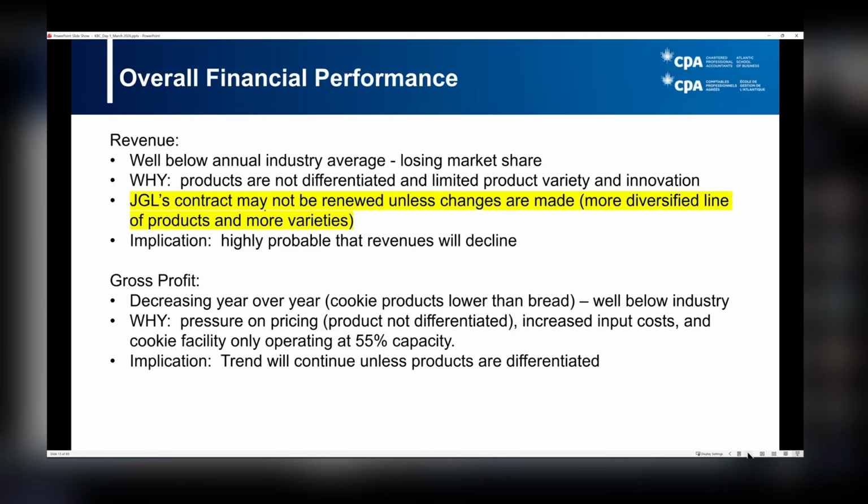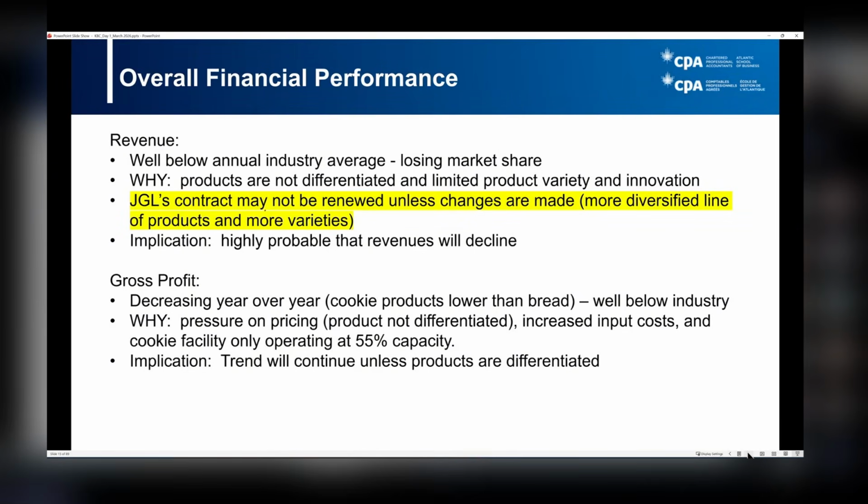Here's something I want you to be on the lookout for. So JGL's contract might not be renewed unless changes are made. They want KBC to have a more diversified line of products and more variety. So what's the implications? If things remain the same, there's a high probability that revenue will continue to decline.